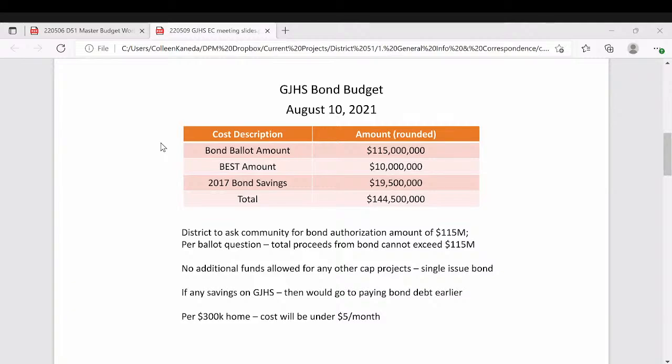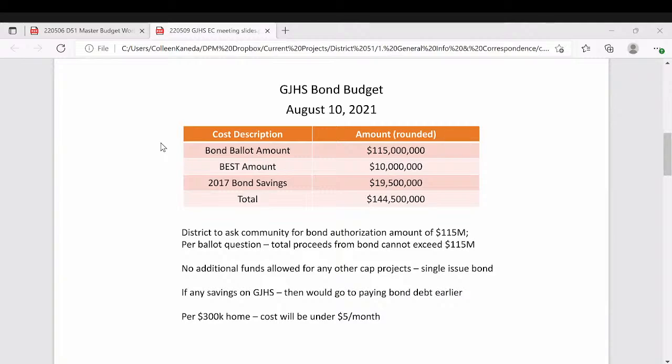And our overall budget, where was everything coming from? The bond ballot was 115. The state grant is about $10 million. There was $19.5 million from the 2017 bond savings that could be applied to the project. And that's where that 144.5 came from.